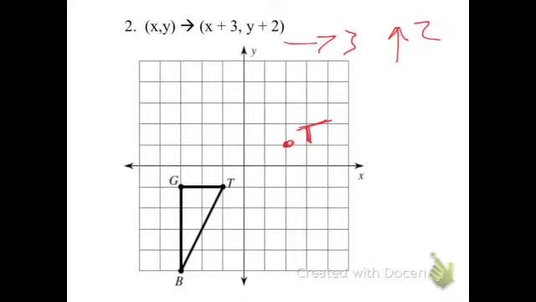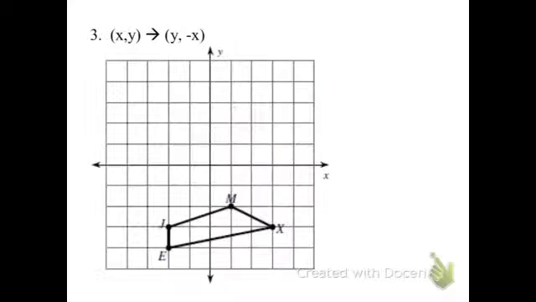G, currently right there. If I go right 3 and up 2, it's going to put G there. And then B, if I go right 3 and up 2, I'm going to get right there. So there's B prime. I've got all 3 vertices. There we go. There's my shape.